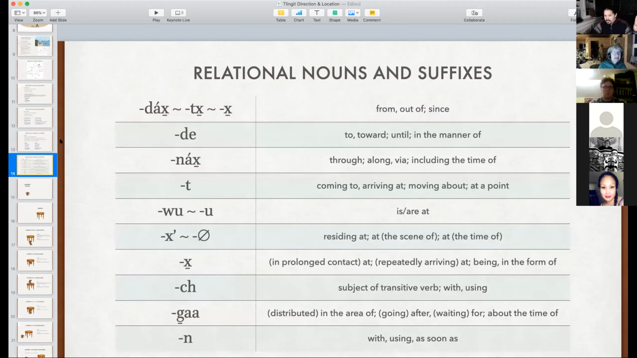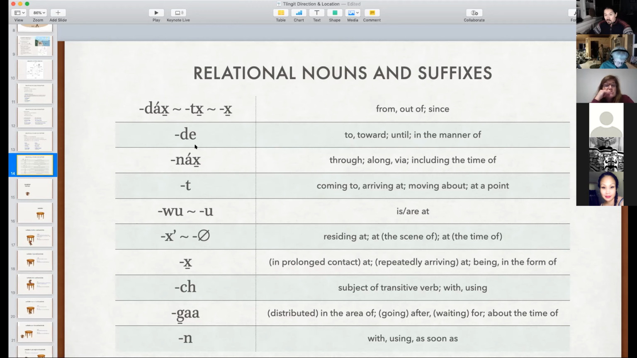And then this is the list of suffixes. These are the main ones, right? So you have duck, which is from, or out of, or since that time. Sometimes it'll contract on a vowel to just the letters TX. Like the word kudach has that suffix dach built into it. And so sometimes you'll hear it as kutch. And it means too much.